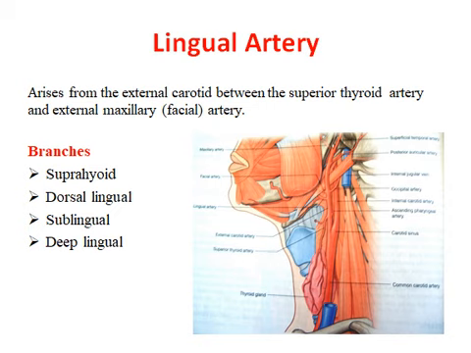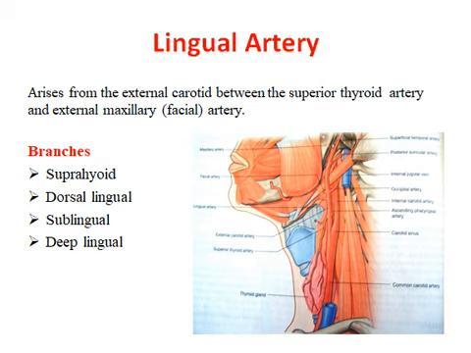Lingual artery. It arises from the external carotid artery between the superior thyroid artery and the external maxillary or facial artery. The lingual artery runs upward and forward on the inferior surface of the tongue and continues as the terminal branch till its tip. The terminal branch of the lingual artery is called the deep lingual artery. The other branches of the lingual artery are the suprahyoid artery, dorsal lingual, sublingual, and deep lingual.